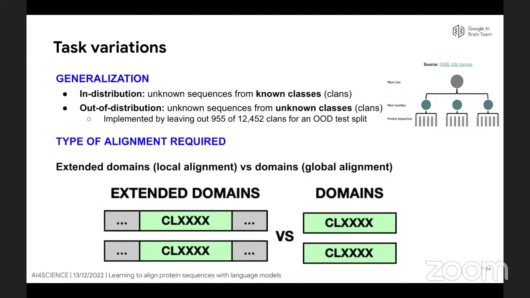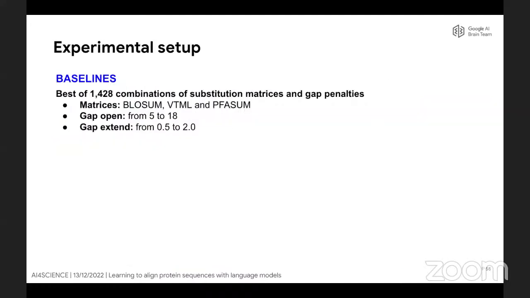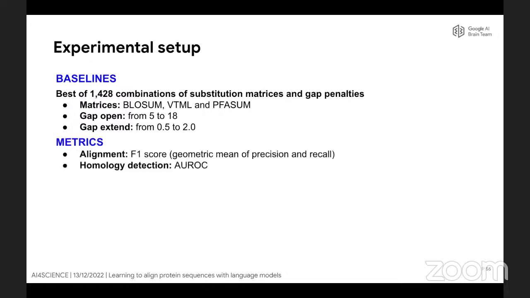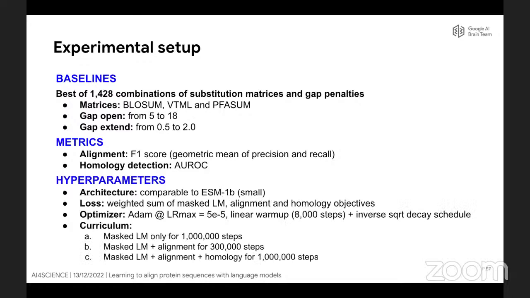Basically, we created 2 variants of the task by adding flanks to make it a bit harder or not. All right. And as for baselines, we chose the best performing substitution matrix and gap open and gap extend combination out of almost 500 experiments. So it was pretty exhaustive. And we're going to show the F1 score as a metric for alignments, which is just a geometric mean of precision and recall. And then for homology detection, we will show the AU-ROC.